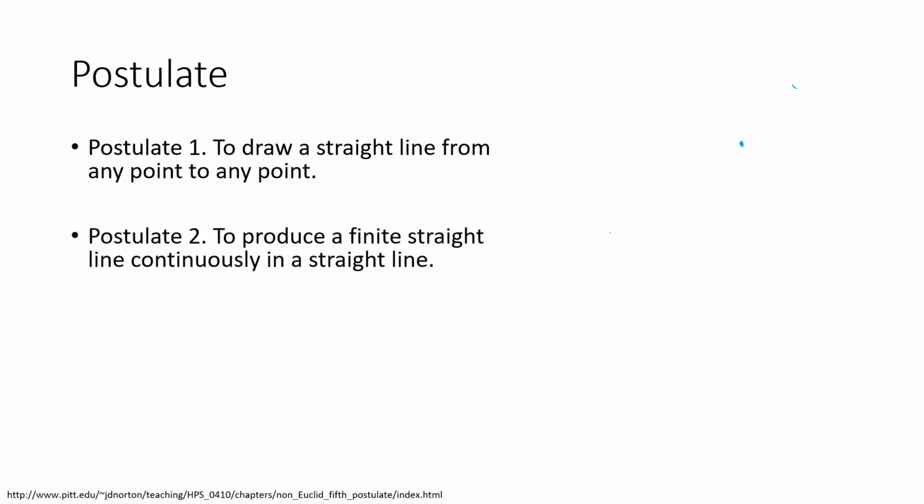So to produce a finite straight line continuously in a straight line, what does that mean? That means if you have a straight line, then you can always extend it. What it essentially means is its assumption is there is unlimited space. This is a kind of continuous.